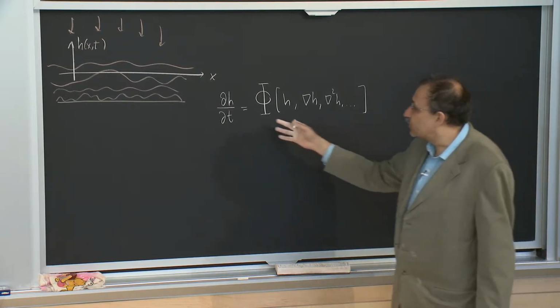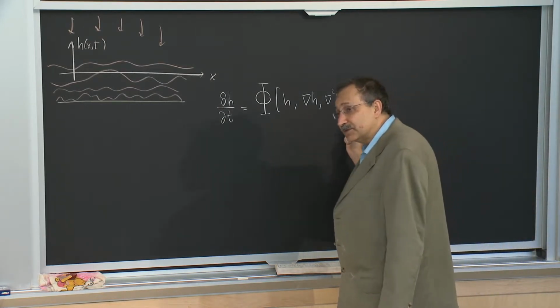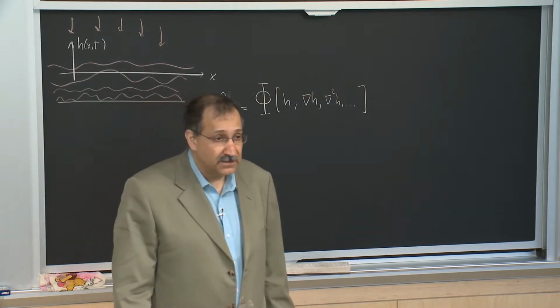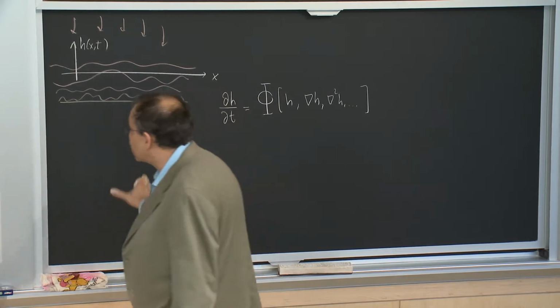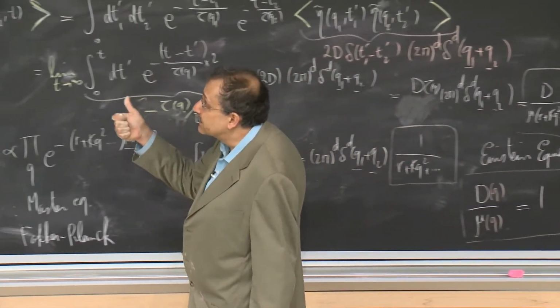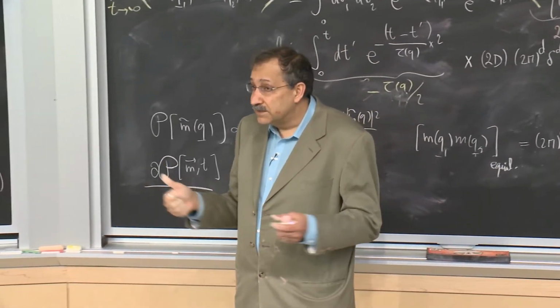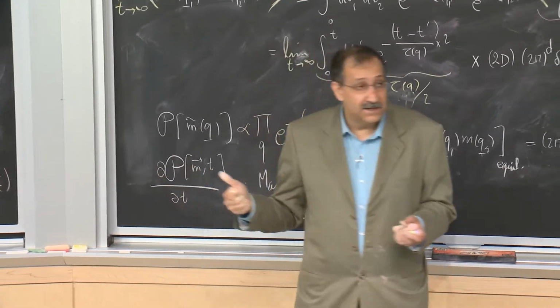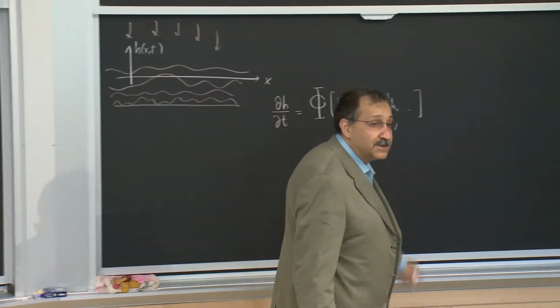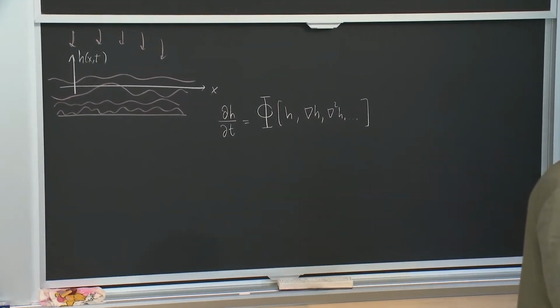And then I will start to make an expansion of this in the same spirit that I did for the Landau-Ginzburg model. Except that when I was doing the Landau-Ginzburg model, I was doing the expansion at the level of looking at the probability distribution and the log of the probability. Here I'm making the expansion at the level of the equation that governs the dynamics. Okay?